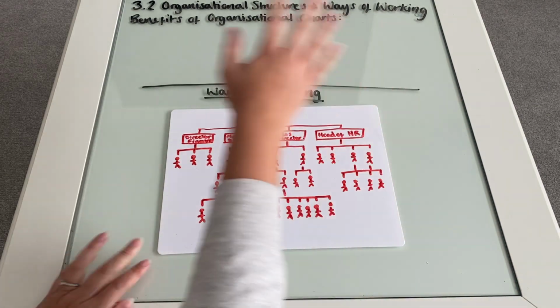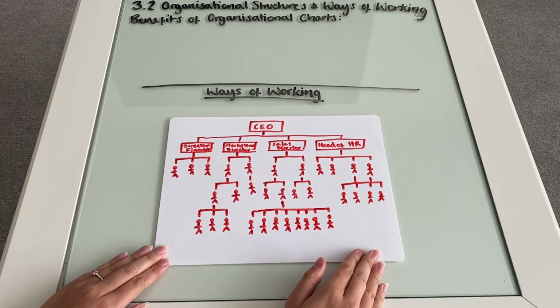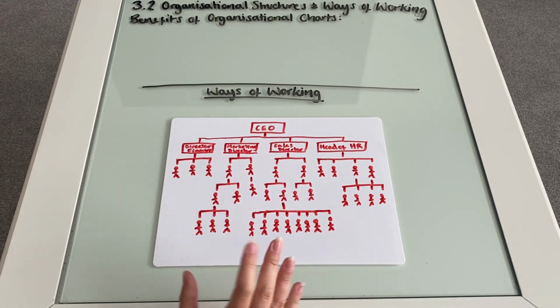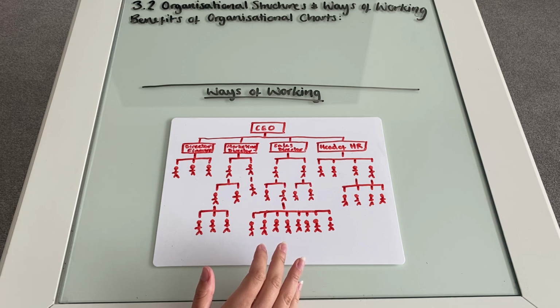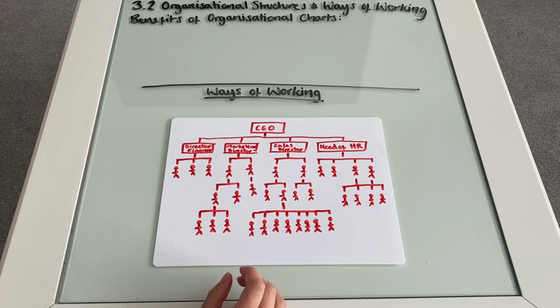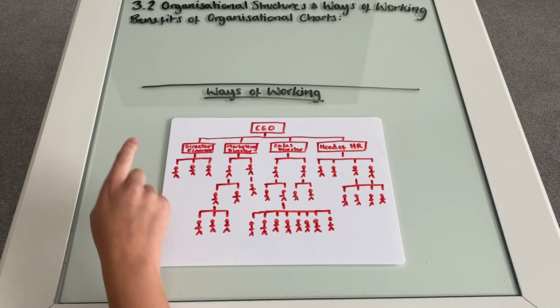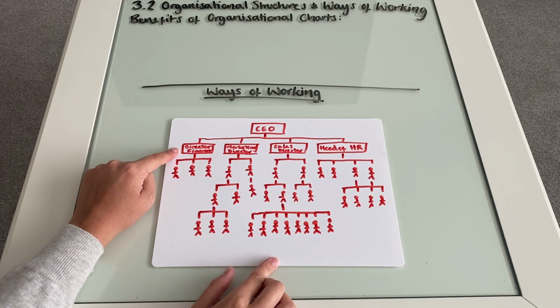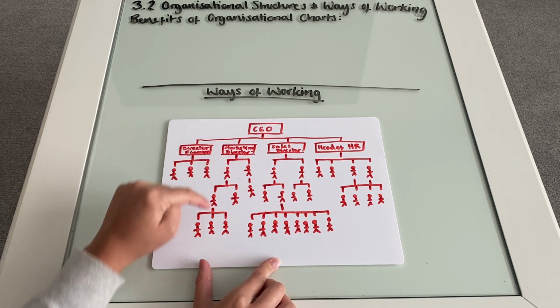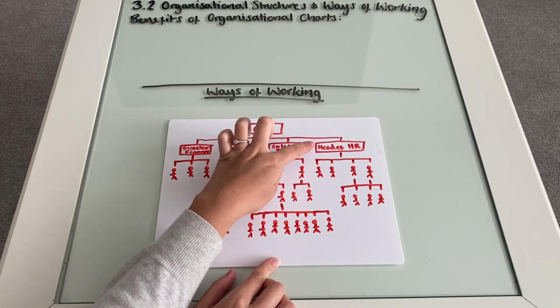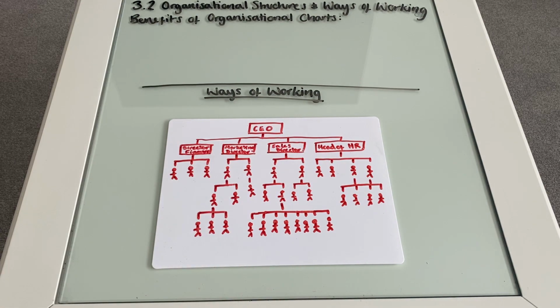I want you to ignore everything else that I've got going on here. I just want you to be focusing on this for now. So this is an organisation chart. The departments in an organisation are organised by function. You might not be able to read it, but this says finance director, marketing director, sales director, and head of HR. Each department has a specific job to do, and there is a person at the top who is in charge of each department.